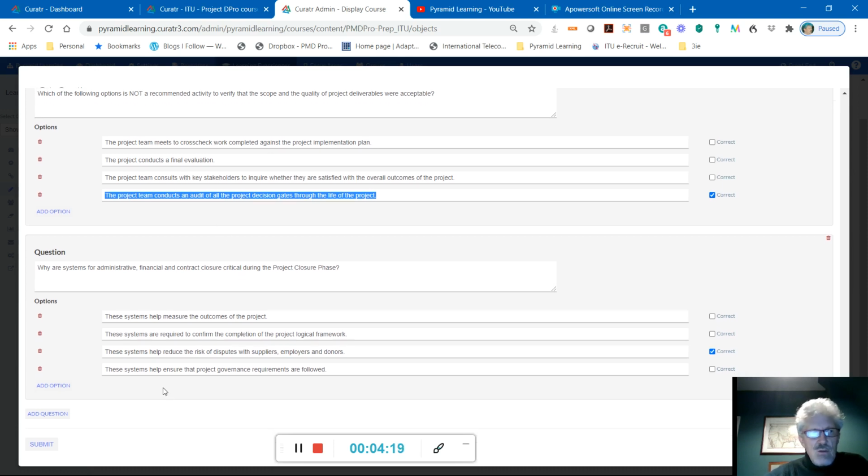And the last question: why are the systems for admin, financial and contractual closure critical? Correct answer: it helps to reduce the risk of disputes with the different stakeholders, suppliers, employers, donors, etc. So those are the correct answers.